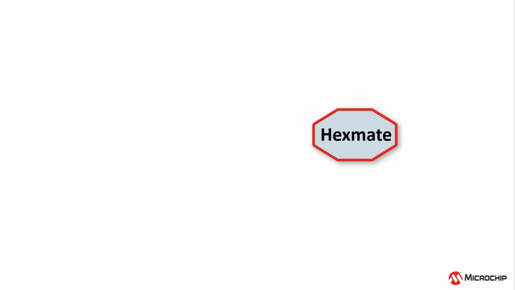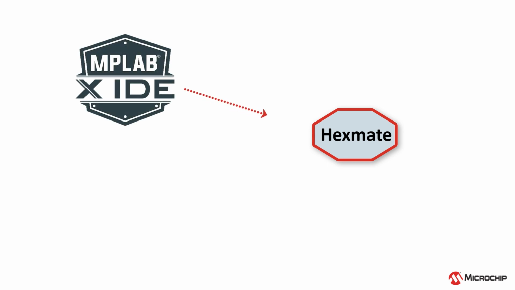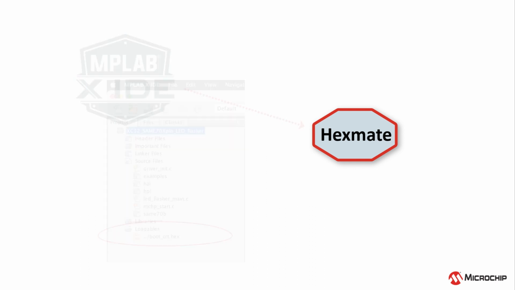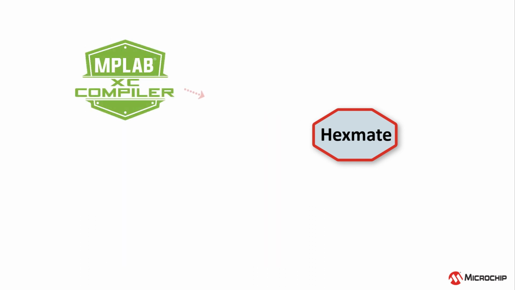Hexmate is called by the MPLAB X IDE to merge project code with the content of any hex file placed in that project's loadables folder. It is also called by the MPLAB XC8 compiler to merge a C project's output with any hex file specified on the command line.